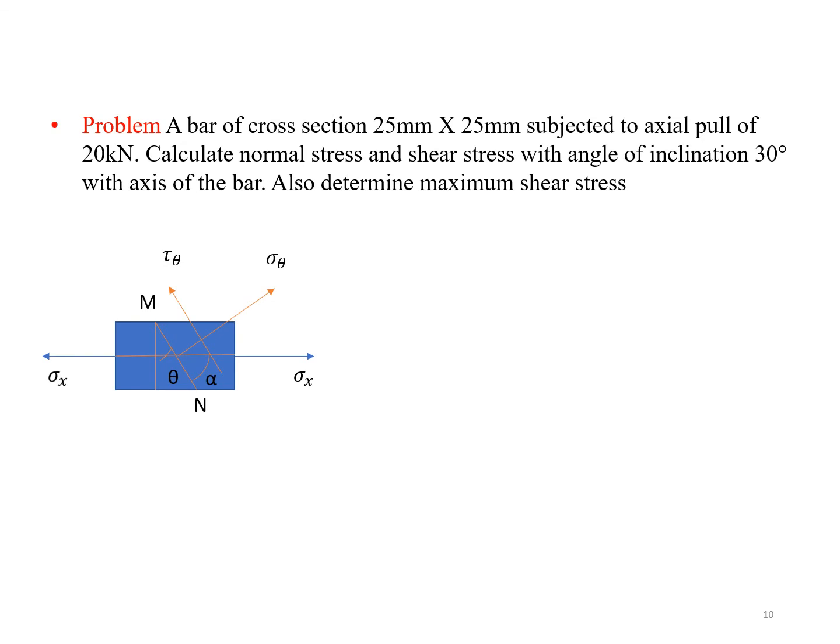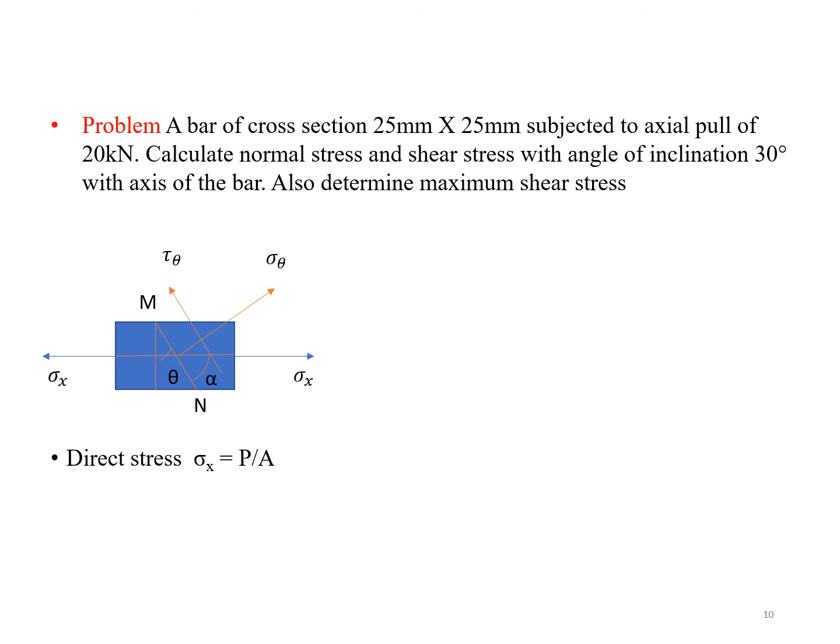Coming to the problem on uniaxial state of stress: a bar of cross section 25 by 25 millimeters is subjected to an axial pull of 20 kilonewtons. Calculate the normal stress and shear stress with the angle of inclination 30 degrees with the axis of the bar. Also determine the maximum shear stress.